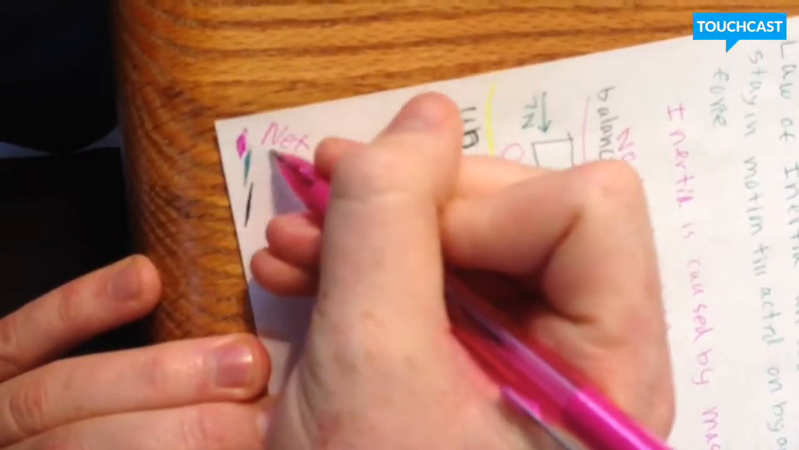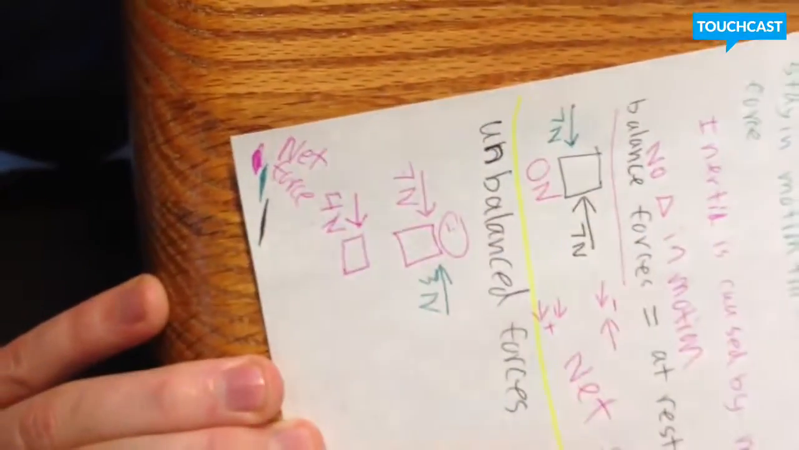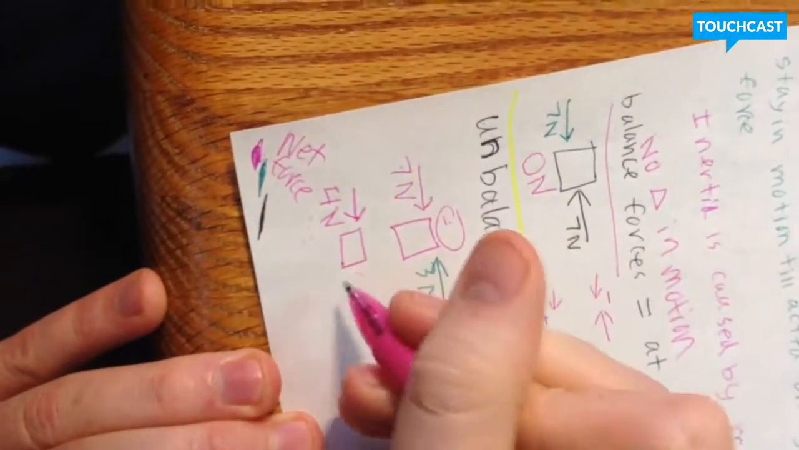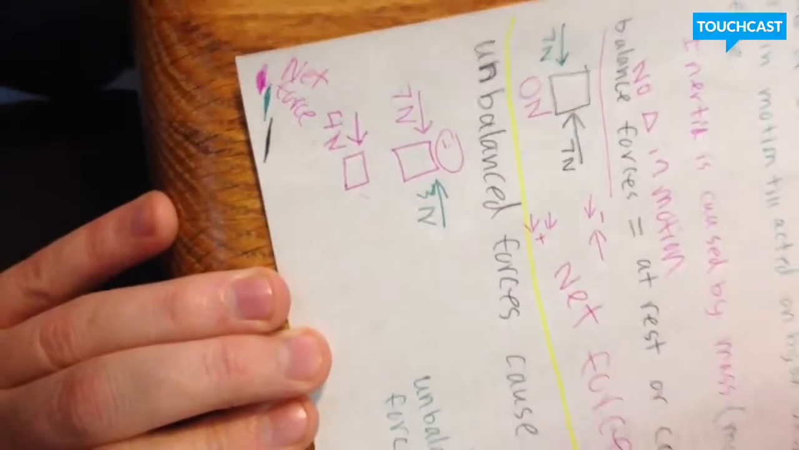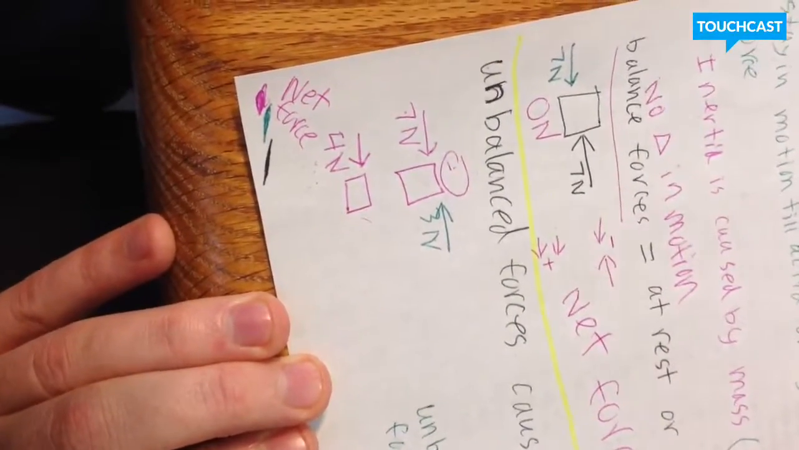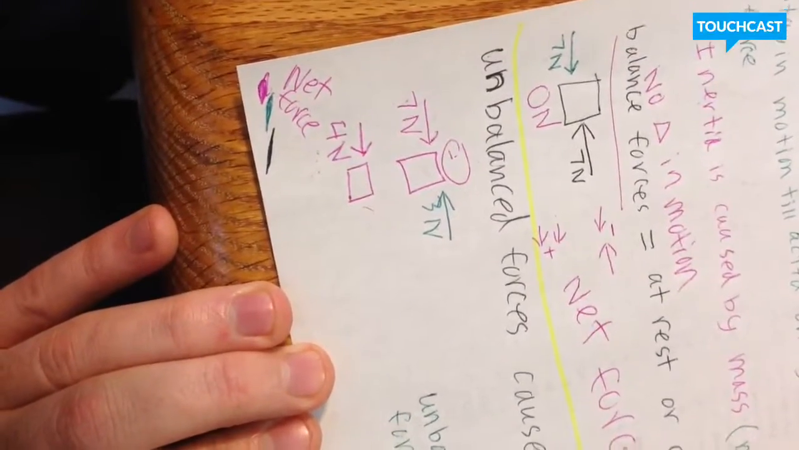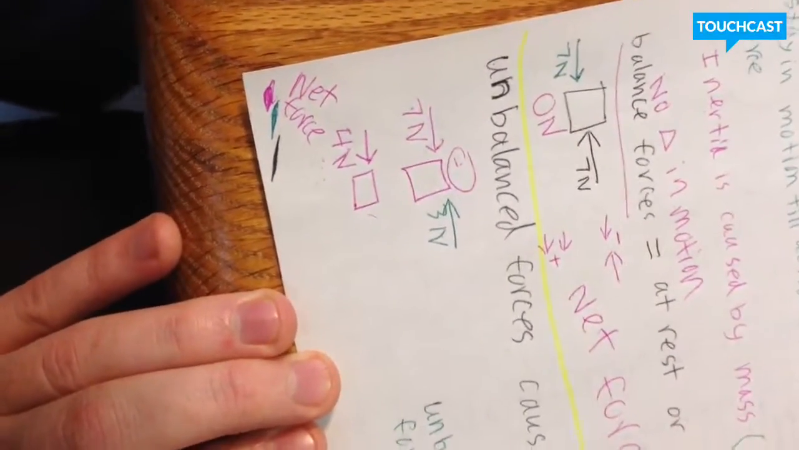So the net force here would be 4 in that direction. Now, if you have an unbalanced force, it will cause an object to move. That kind of makes sense. If someone's just standing there and then you push them, they're going to move.